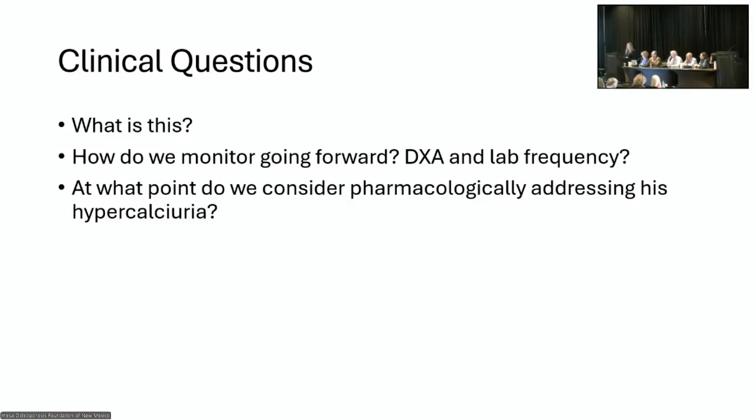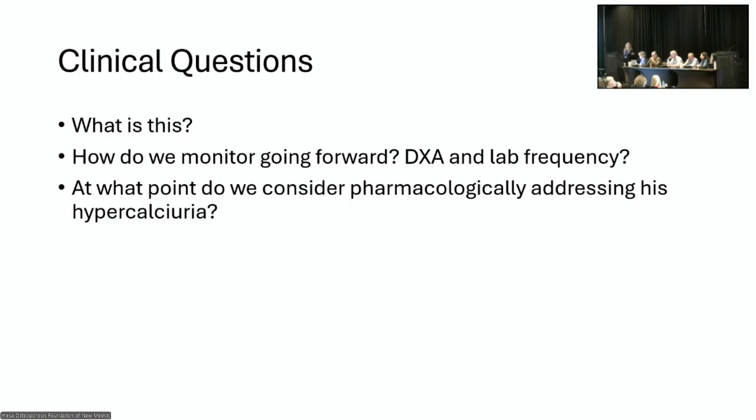So the question is, what is this, right? Because we couldn't find an entity that really described this, even with a limited calcium intake. And then the question is, how do we monitor going forward? So now he's going to be entering into the Army, and he'll have actually very excellent medical care. And so the question was, what do we do bone density and lab frequency wise? Do we continue to monitor this? Do we continue to look at his bone density? And then at what point do we actually consider pharmacologically addressing his hypercalciuria?